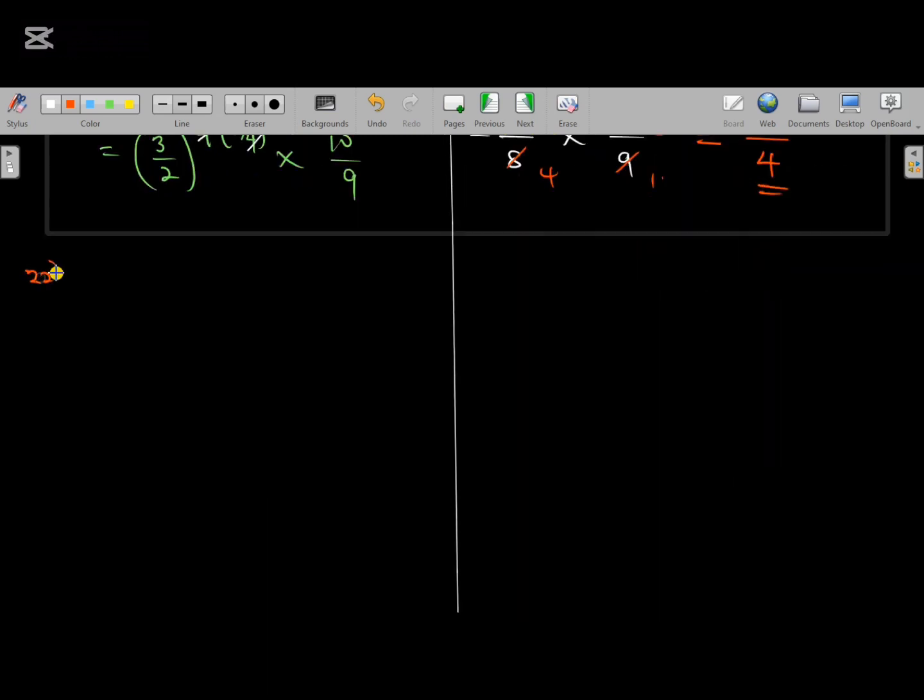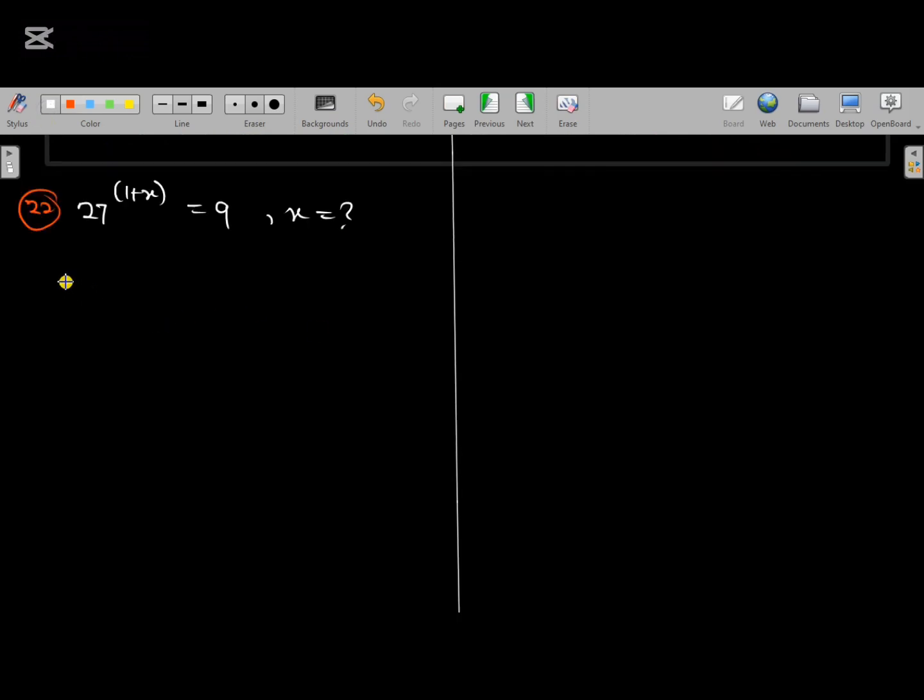Go to 22 straight away. So what are we asked to do there? Change both sides to the same base. So I can write this as 3 to the power of 3 multiplying 1 plus x, equal to this side as 3 to the power of 2.